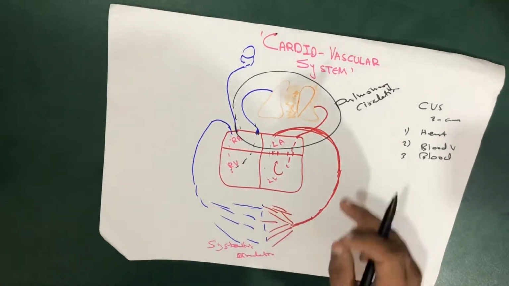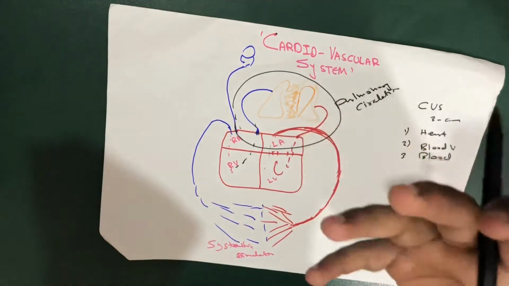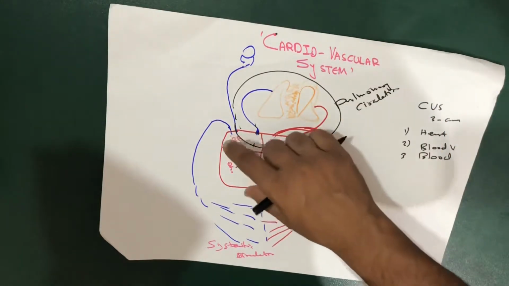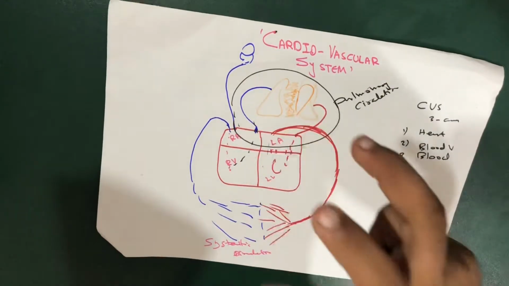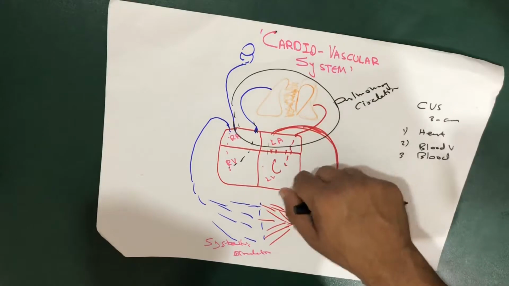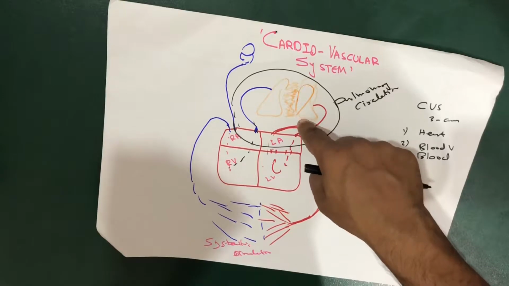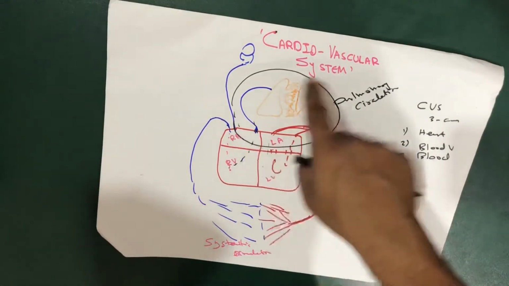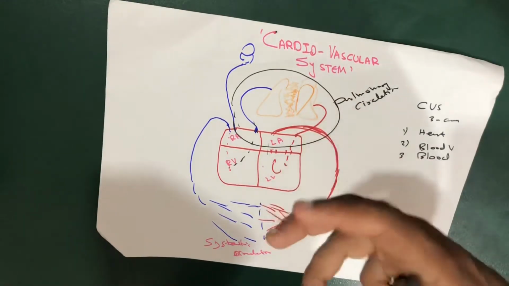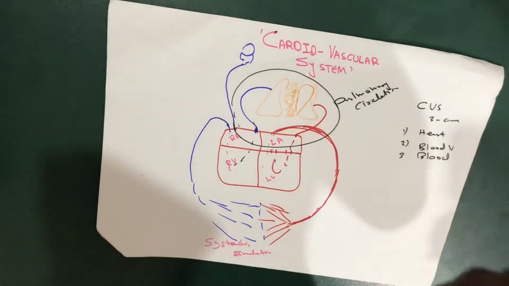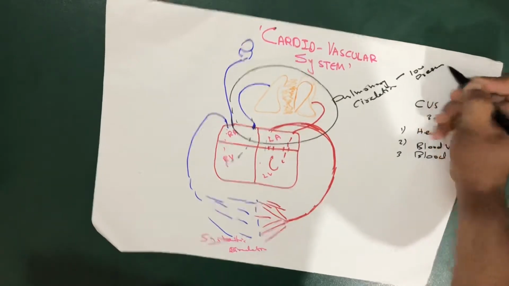So how could we define the pulmonary circulation and the systemic circulation? The pulmonary circulation is a closed loop between the heart and the lungs. Blood from the right heart goes to the lungs, is oxygenated there, and returns to the left heart. So this is called the pulmonary circulation. Remember one more thing about the pulmonary circulation: it is a low pressure and low resistance system.